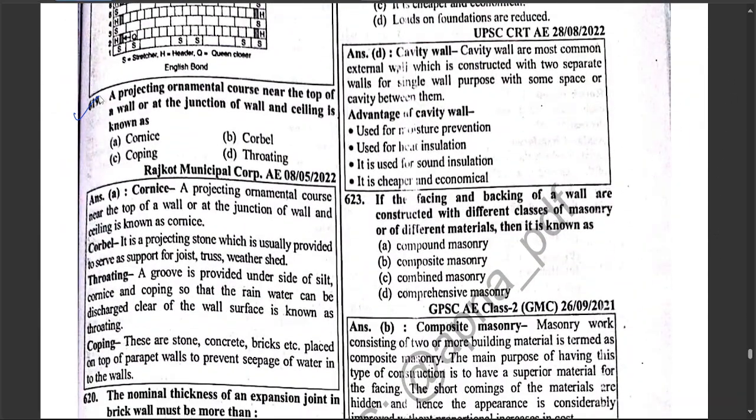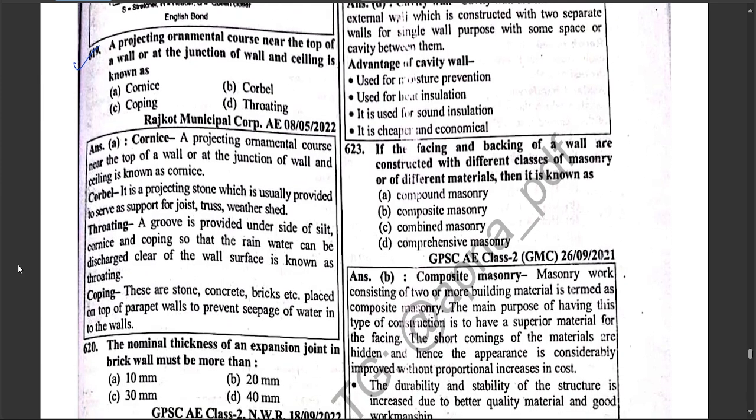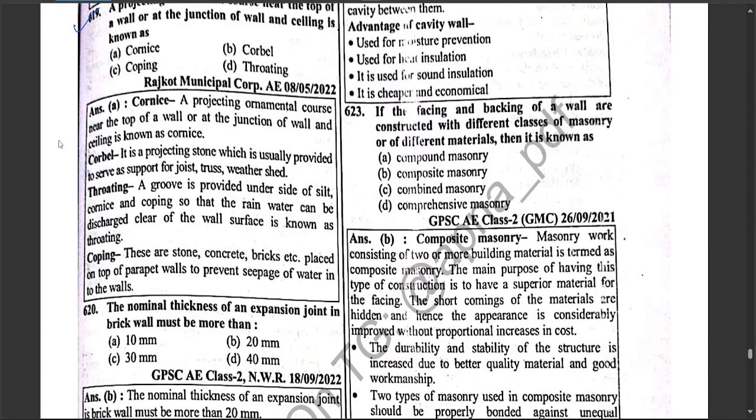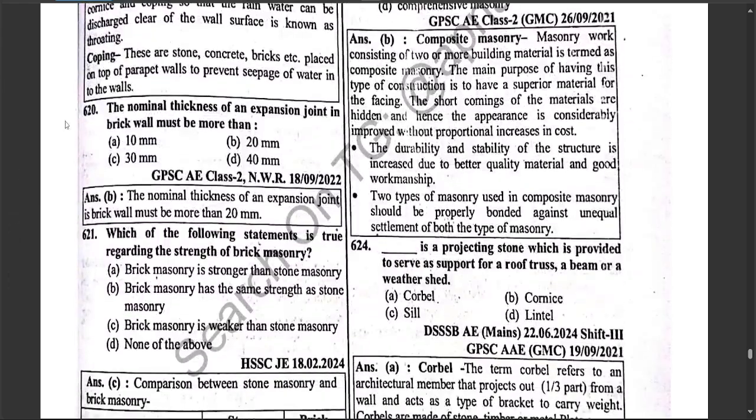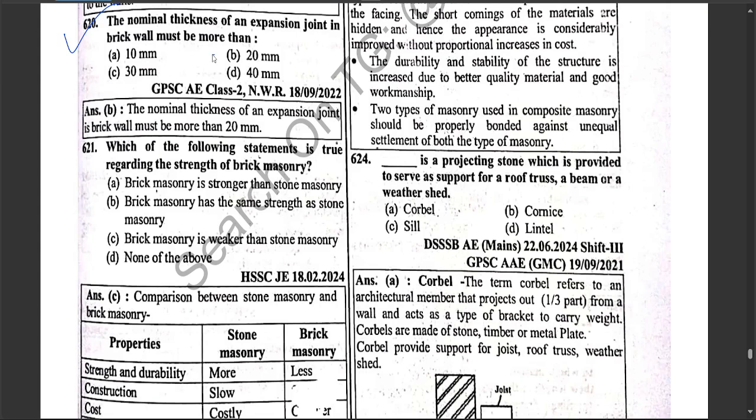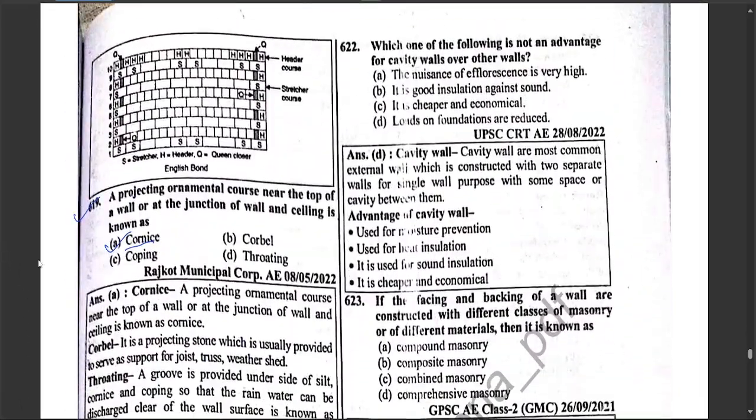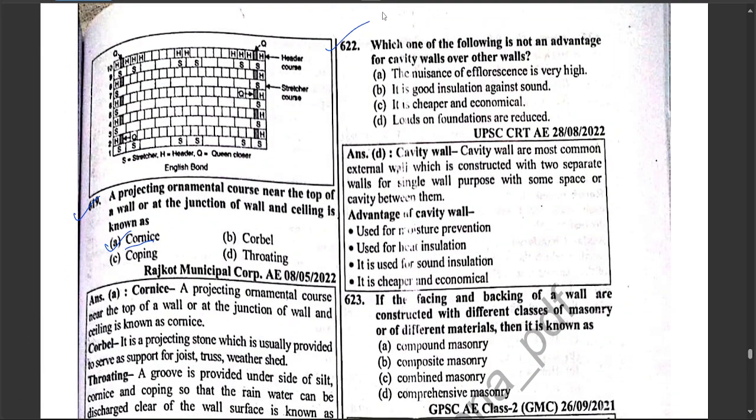The projecting ornamental course near the top of a wall or at the junction of a wall and ceiling is known as a cornice. The nominal thickness of an expansion joint in a brick wall must be more than 20 mm. Which of the following statements is true regarding the strength of brick masonry? Brick masonry is weaker than stone masonry. Which of the following is not an advantage of a cavity wall over other walls? Load on foundation is reduced.